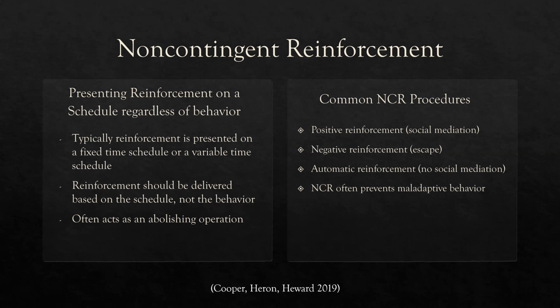So first, non-contingent reinforcement, probably what you are most familiar with as far as antecedent interventions go. Non-contingent reinforcement is simply presenting reinforcement on a schedule regardless of behavior. So the key for non-contingent reinforcement is you're setting up a time schedule. So let's say 5 minutes. Every 5 minutes, you're delivering reinforcement. And it is not contingent on what behavior is occurring.